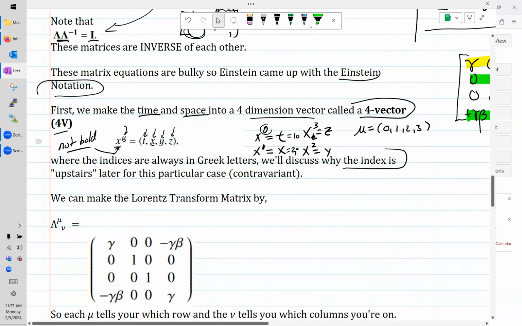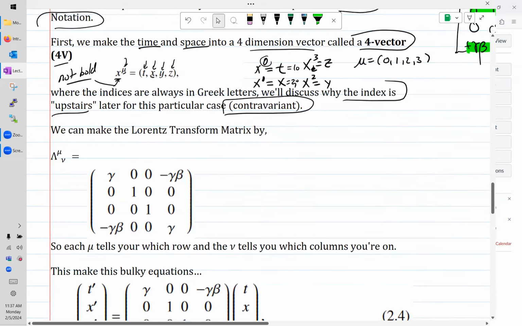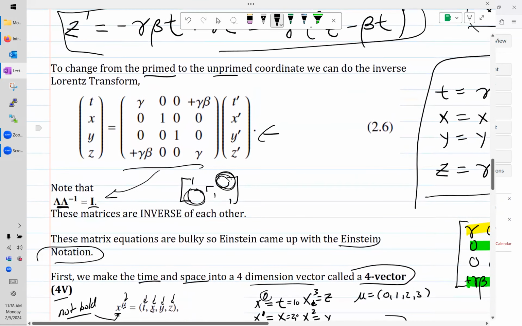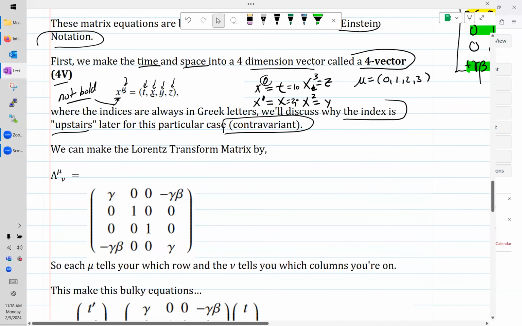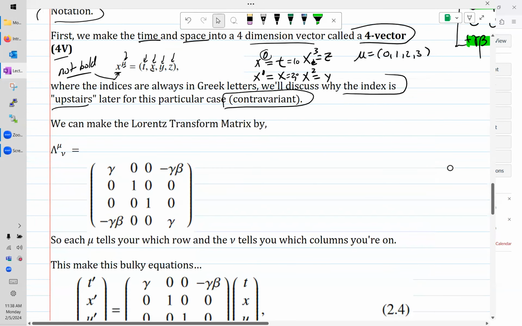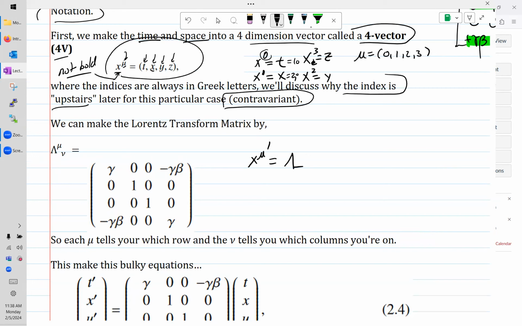Since the index is upstairs, this is called a contravariant 4 vector. We're going to see why it's called contravariant versus covariant, and how that comes about, hopefully by the end of lecture today. So instead of writing that big lambda equation in equation 2.6, what we're going to do is define this so that we can make x mu prime equal to some matrix multiplied by this 4 vector that we just defined.